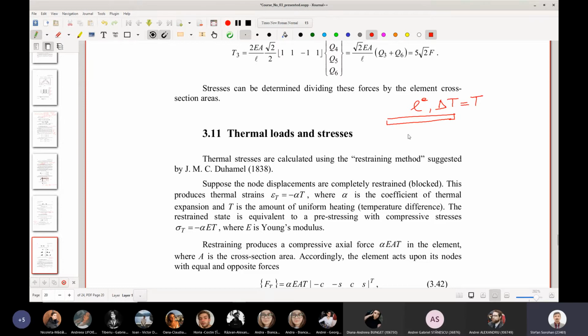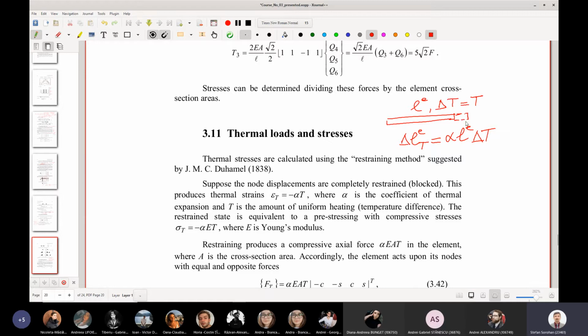And due to the thermal expansion effect, the length of the bar will increase a little bit. Delta L due to the thermal effect is the thermal expansion coefficient times the length of the bar times delta T, or simply T. If you fix this bar, you will obtain an internal load in the bar, because of the thermal load.